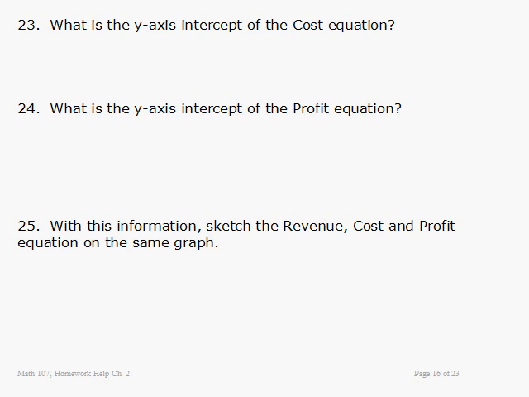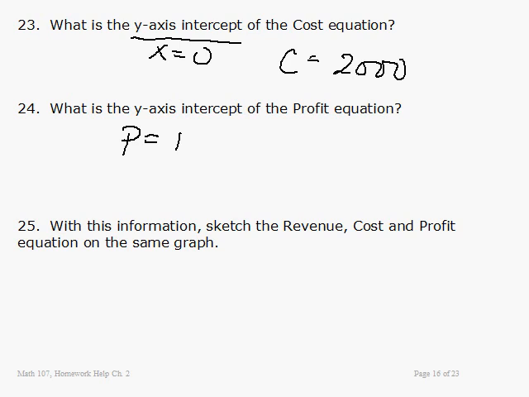Now, what is the y-axis intercept of the cost equation? That sounds kind of hard until you remember that at the y-axis intercept x equals 0. So go to your cost equation, put zeros for all the x's, and you find that c is 2000. Everything else goes to 0. Now what's the y-intercept of the profit equation? Profit is revenue minus cost. What's revenue? When you don't sell anything, when x is 0, your revenue is 0 minus 2000.